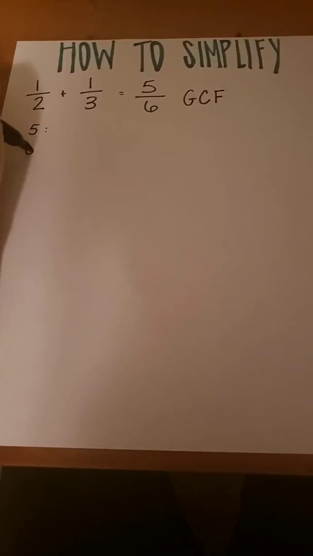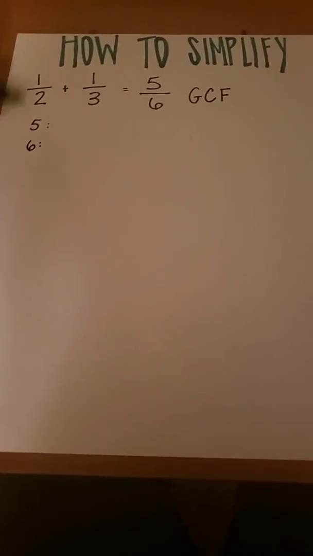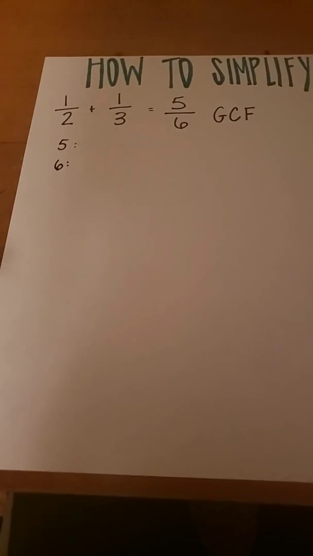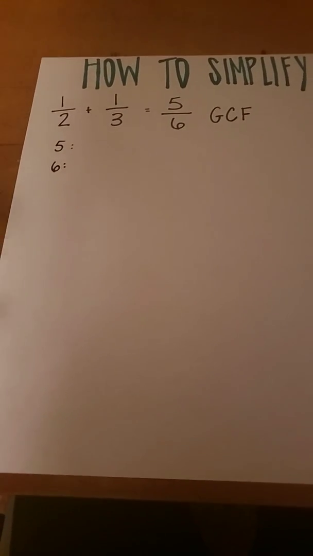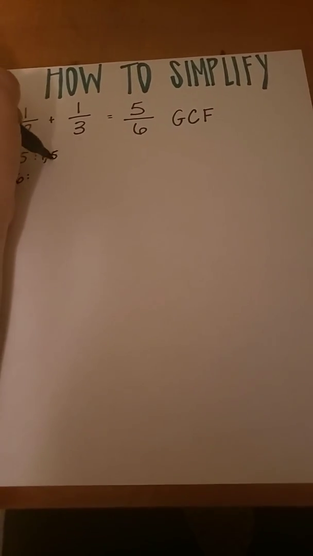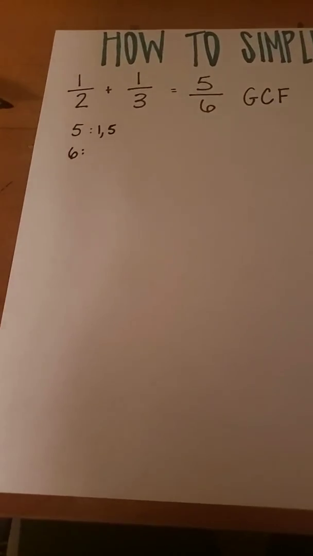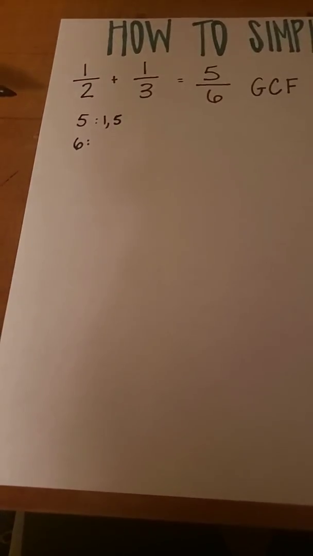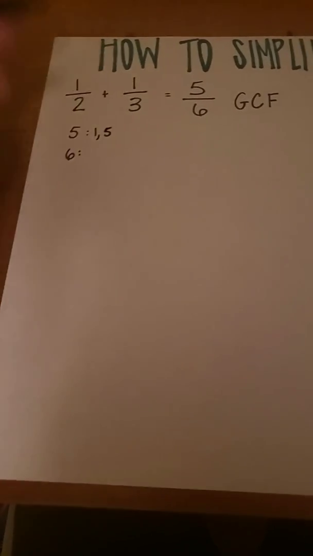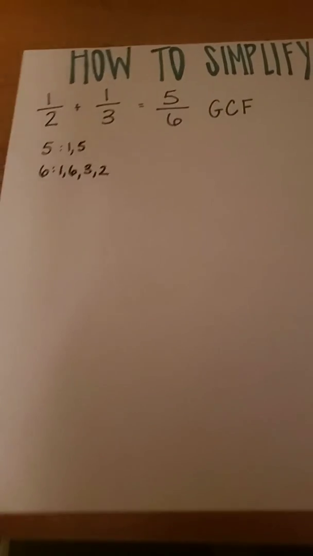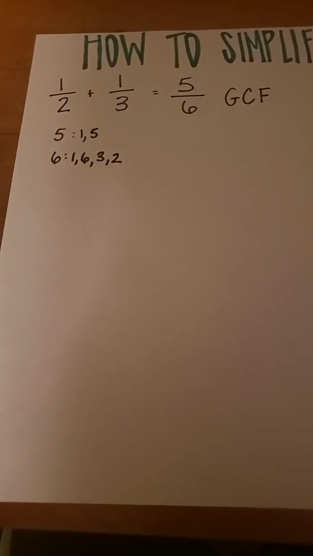So I'm going to make myself a little list. We're going to go ahead and list the factors for 5. You're going to think to yourself, what is everything that you can multiply together that would equal 5? So right off the top of my head, I know 1 times 5 equals 5. 5 is a prime number, so there's nothing else that can equal 5 when you multiply it. Now we're going to think of 6. So 1 times 6, 3 times 2, and that's it. There's nothing else that could equal 6.